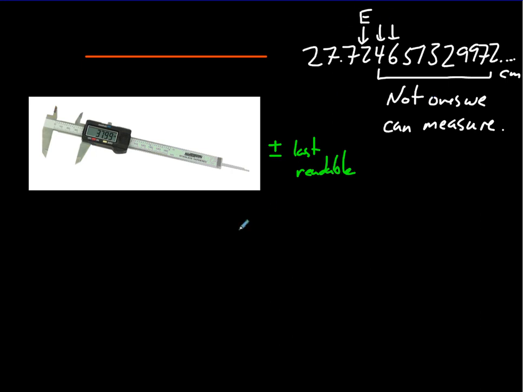So with the caliper, we might get a readout of 27.7246, because you get access to two more digits. You can see there it's to the nearest hundredth of a millimeter, so tenth of a centimeter. There's your millimeters, tenths of a millimeter, and hundredths of a millimeter, and your plus or minus 0.0001, equal plus or minus the last readable digit, centimeters. Okay, so that's the kind of measurement you could get for this line from here.